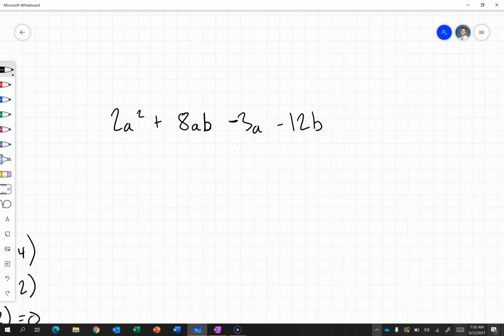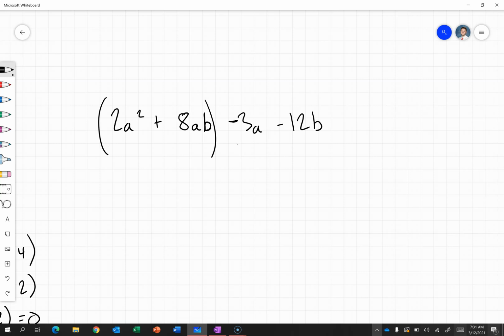All right, so our last one here, we've got 2a squared plus 8ab minus 3a minus 12b. So you'll notice we have 4 terms in this one. Now generally when we see 4 terms, we will factor by grouping. So let's again first just check if we have a common factor that we could factor out here. We've got 2, 8, negative 3, and negative 12 as our coefficients. There's no single common factor for all of those, so we'll go ahead and move straight to factoring by grouping.